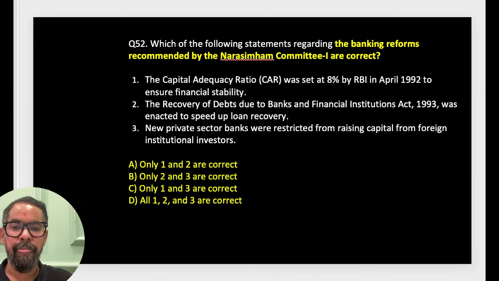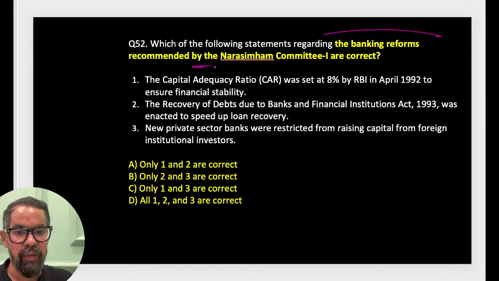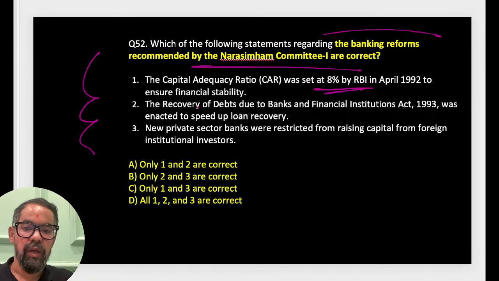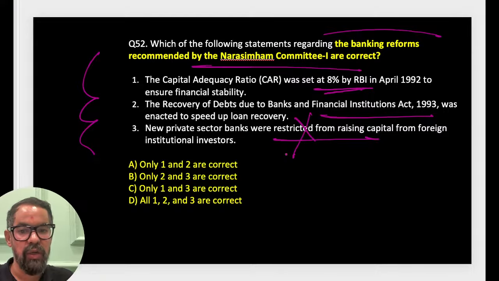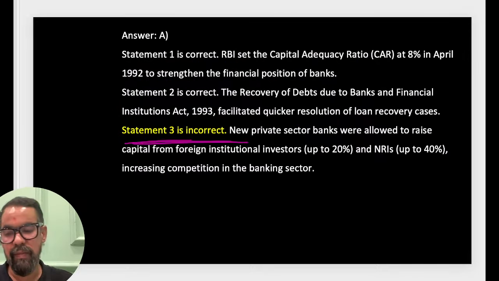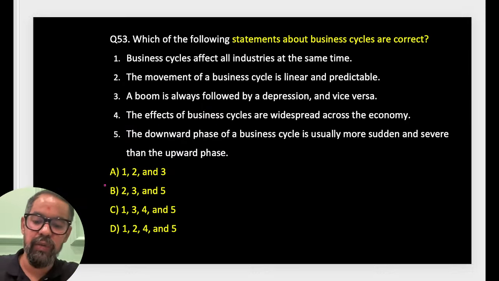Next one guys, which of the following statements regarding the banking reforms recommended by Narsimham Committee 1 are correct? So capital adequacy at 8%, Recovery of Debts Due to Banks and Financial Institutions Act 1993, and new private sector banks restricted. No, this is wrong. So 1 and 2 means A. So A will be the right answer for this particular question. Must know. Let's go through this question.